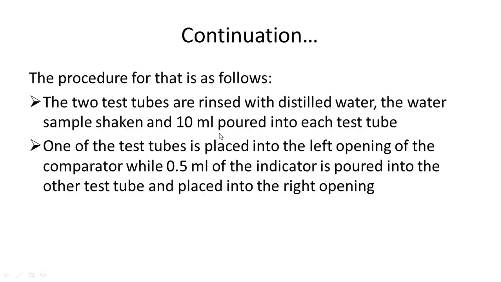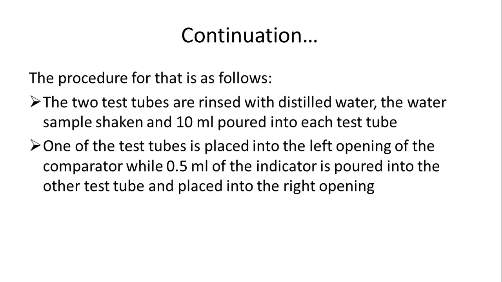2 test tubes are rinsed with distilled water, as said before, and then you shake the water sample, and then you pour 10 ml into the test tube, and then one of the test tubes is placed onto the left opening of the comparator, and then you add 0.5 ml of indicator into the other test tube, and then place it into the right opening. And then a color disc comparative to the indicator is inserted into the comparator.